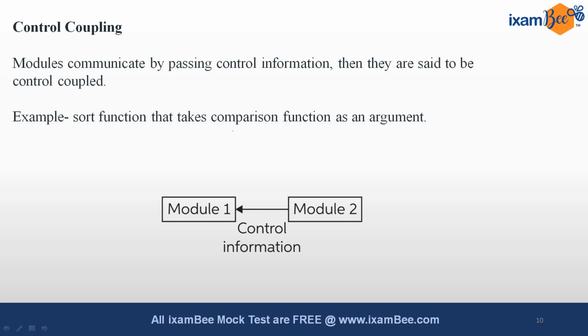The next one is control coupling. Here the modules communicate by passing control information, which means they are control coupled. One module can direct the other module to function, so a very high level of interdependence is there. One module is looking for control instructions to be given by the second module. Suppose we want a sort function that takes a function as an argument. The function we pass in the argument is actually the controlling information that says how this sort function will work. So control information is passed from module 1 to module 2 or vice versa.